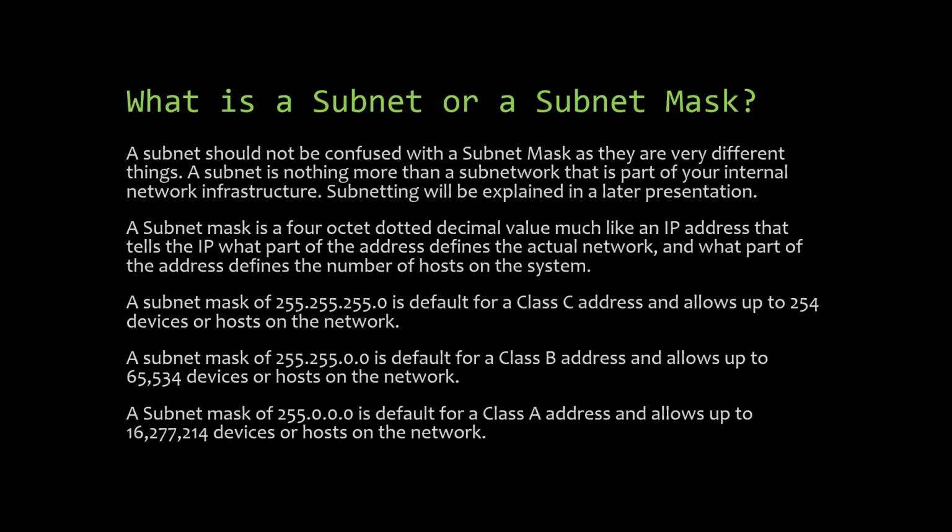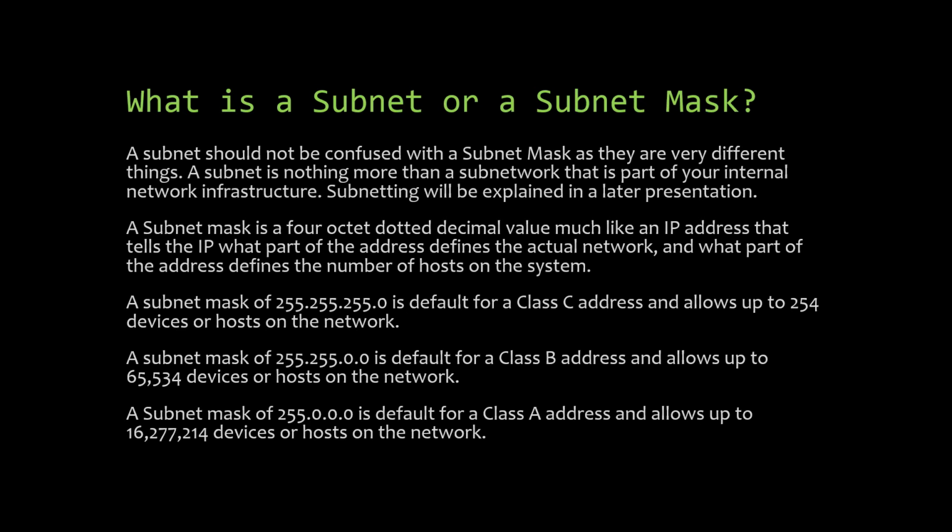A subnet should not be confused with a subnet mask, as they are very different things. A subnet is nothing more than a subnetwork that is part of your internal network infrastructure. Subnetting will be explained in a later presentation. A subnet mask is a 4-octet dotted decimal value, much like an IP address, that tells the IP what part of the address defines the actual network and what part of the address defines the number of hosts on the network system.